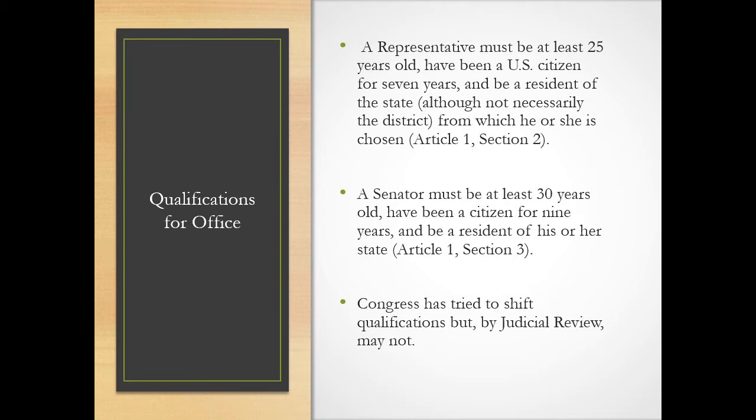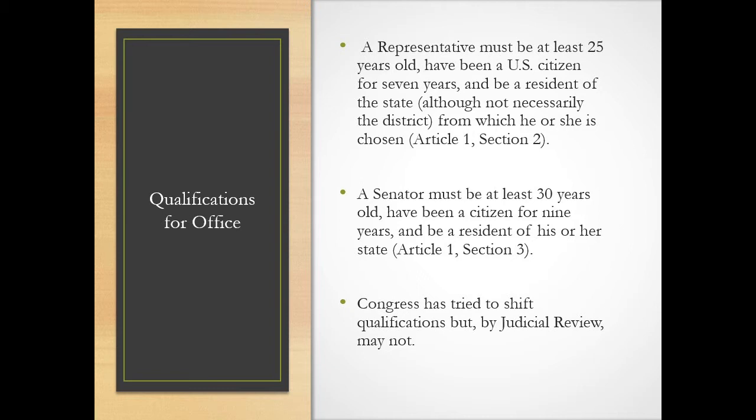So the next one is the qualifications of office. And so the representatives must be at least 25 years of age, have been a citizen for 7 years, and be a resident of the state, although not necessarily of the district from which he or she is chosen. And this is Article 1, Section 2. A senator must be at least 30 years old, have been a citizen for 9 years, and be a resident of his or her state. So let's start with the qualifications for office for the lower chamber. Now, I have a brick to throw at you, though.